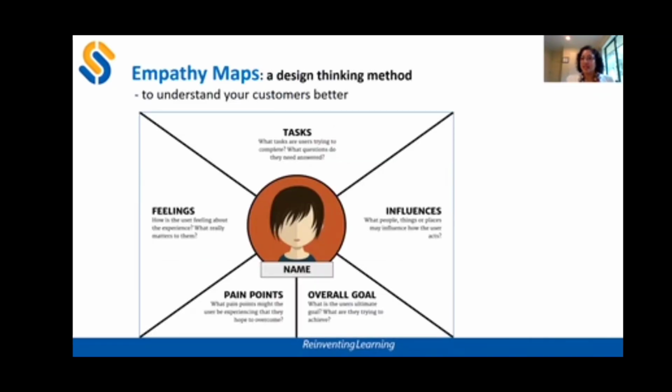Empathy maps is one technique that design thinking has come up with, so I thought I'll cover that quickly here. It's a way of understanding your customers better. So it's like a map, and you have to find out from users how they feel about certain situations, what their pain points are, what is actually frustrating them, what their overall goal is, what they are trying to achieve, and therefore, how can you help them achieve that in a better manner? What are the other things that influence their tasks to get to their goal? And what are they trying to do?